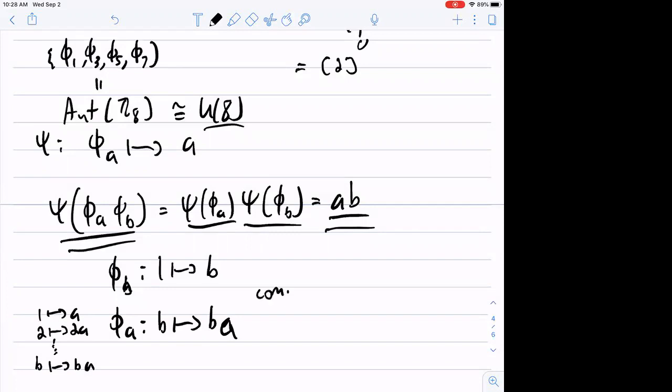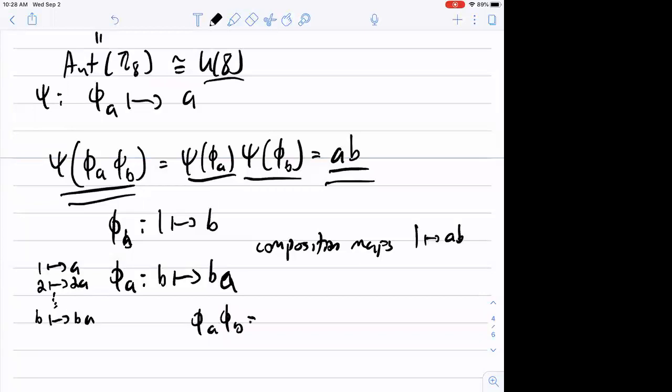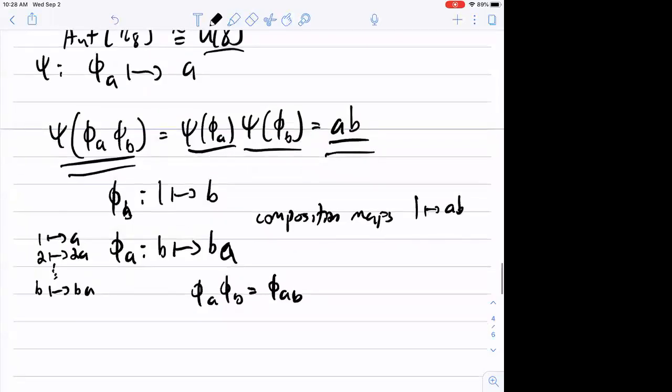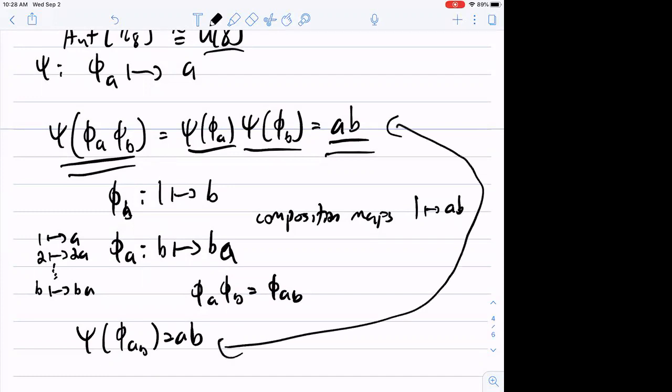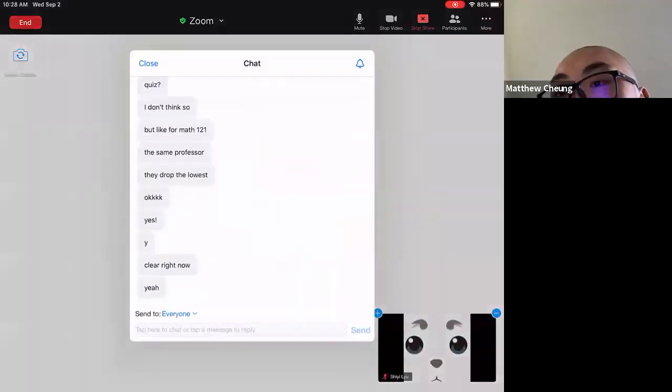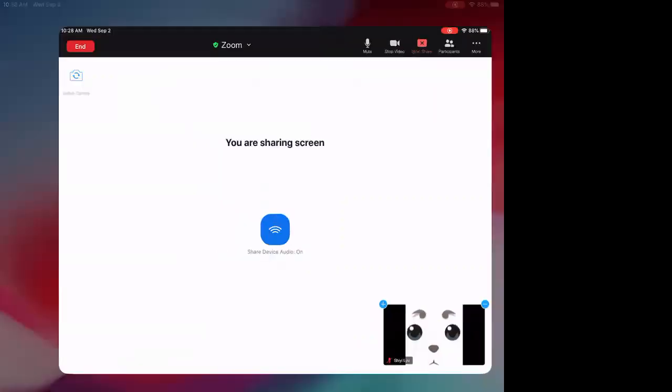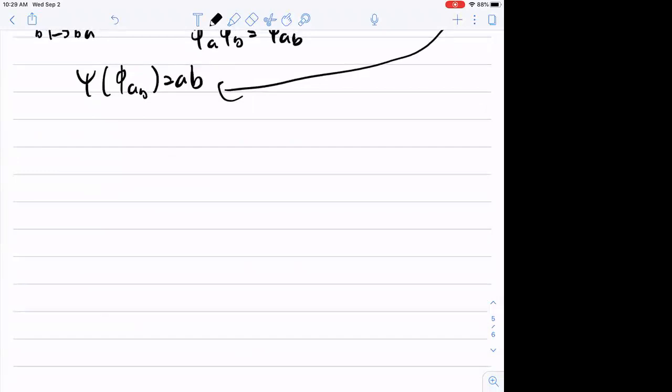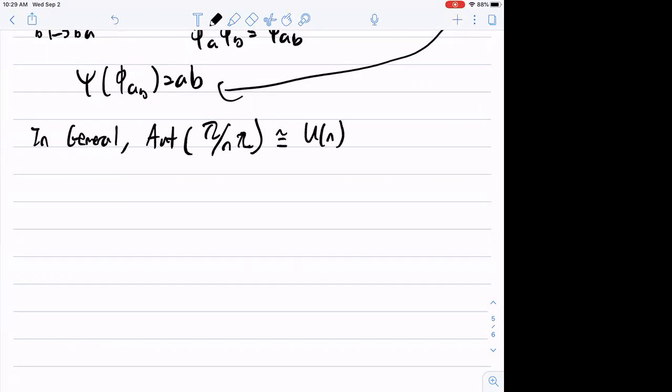So the composition maps 1 to BA, or if you like, AB. And so you see that phi A composed with phi B is just phi AB, the map that sends 1 to AB. So this is psi of phi AB, which is AB. So you see that they are equal. Everyone clear? So hopefully that was not that hard. You could show in general that Aut of Z mod N is isomorphic to UN. It's the same proof.